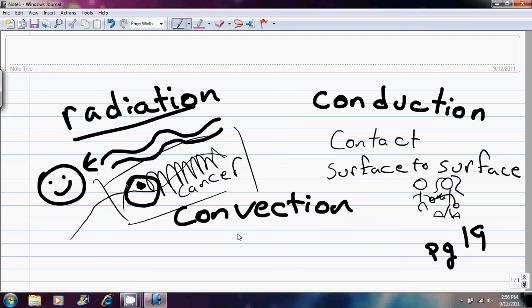Now the last one we're going to run into, so remember this surface to surface contact, is convection, and that's using a fluid as an intermediate between the heat source and what's actually getting heated up. The way to think of this is if you have a pot, say this is fire down here, and here's your water. If you put your hand in the water, it's going to burn your hand.